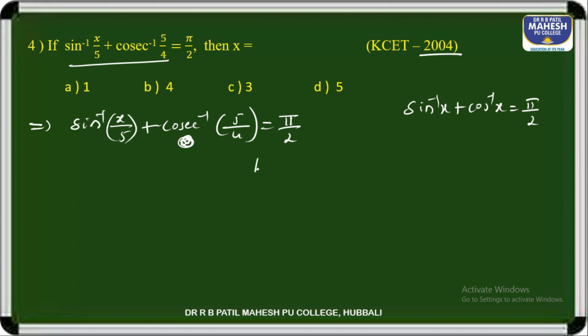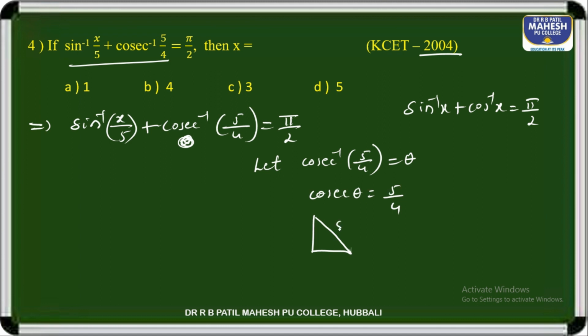Let us have that solution here. Let cosec inverse 5 by 4, I will treat it as theta for the simplification purpose. Then cosec theta is equal to 5 by 4. To have it in terms of cos, I'll just draw a right angle triangle, and cosec theta definition is hypotenuse divided by opposite, that is 5 by 4. Then by the Pythagoras theorem, I'll find out the adjacent side. If you use Pythagoras theorem, you will get 3 as the adjacent side.